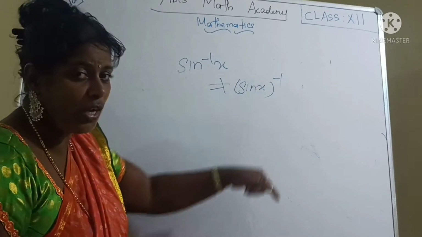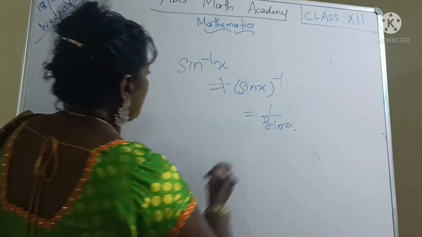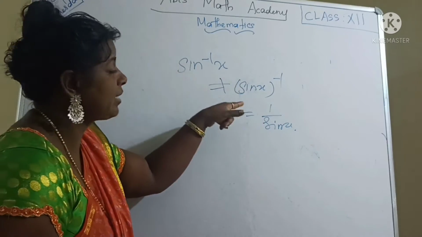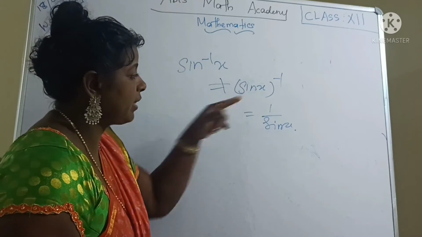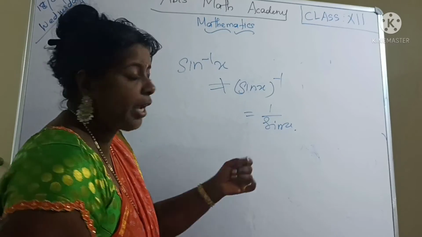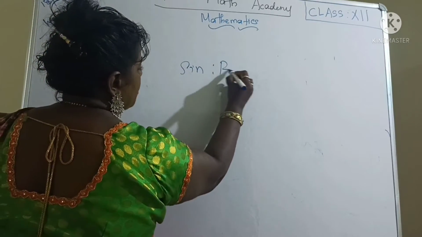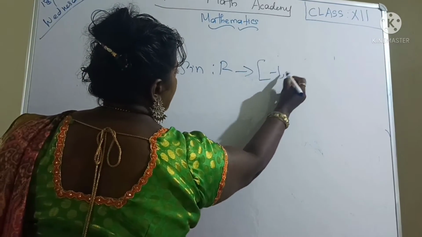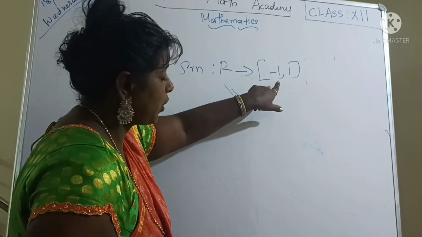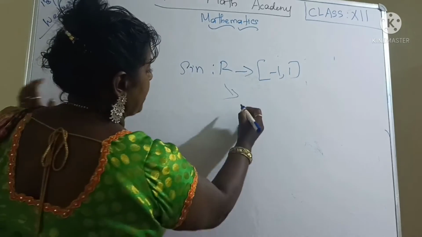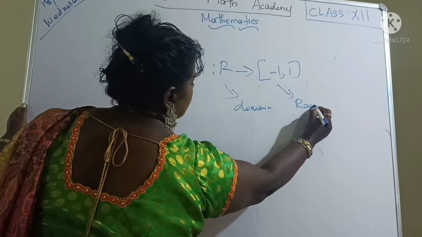But sin x the whole inverse is 1 by sin x. So don't confuse sin inverse x and sin x the whole inverse. This is the inverse of sin x and this is nothing but 1 by sin x. Okay. We have seen sin from R to the closed interval minus 1 to 1. So R is the domain and the closed interval minus 1 to 1 is the range, correct? This is the domain and this is the range.